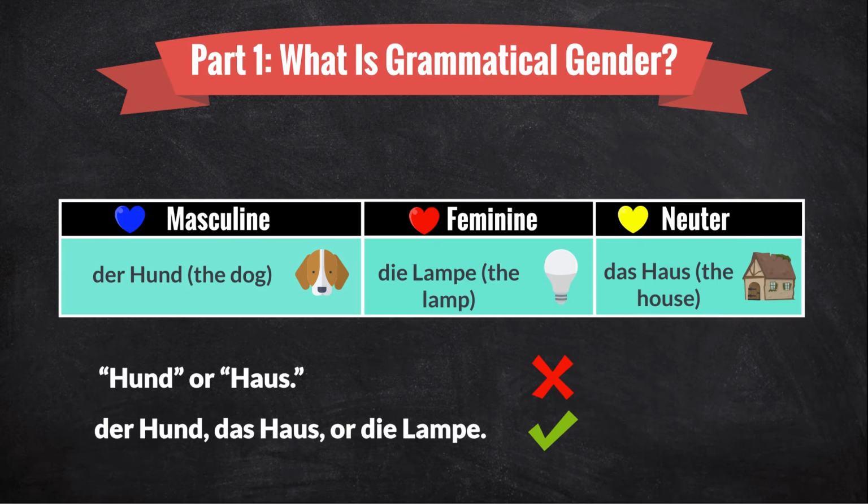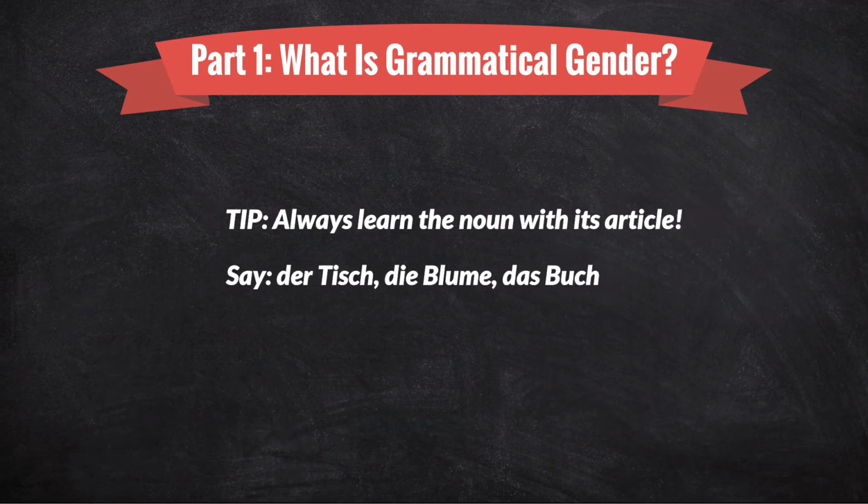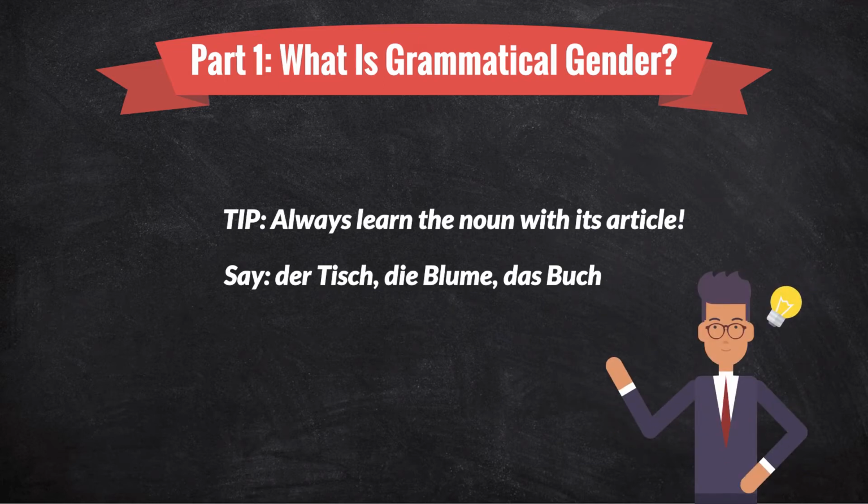Think of the article and the noun as one word, like one full name. In German, this is not just a small detail. It's a basic grammar rule. If you use the wrong article, your sentence may sound strange or incorrect. But do not worry. You will learn to recognize the gender over time. There are even tricks and patterns to help you remember, and we will learn them later.